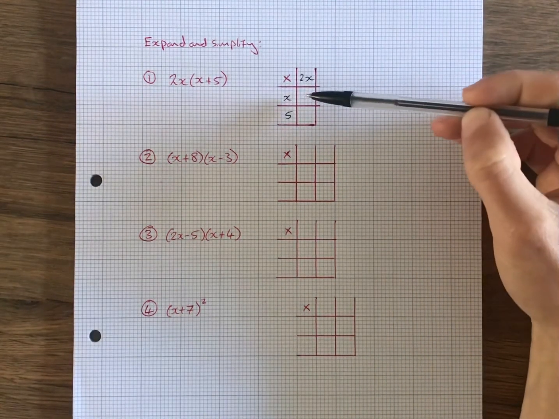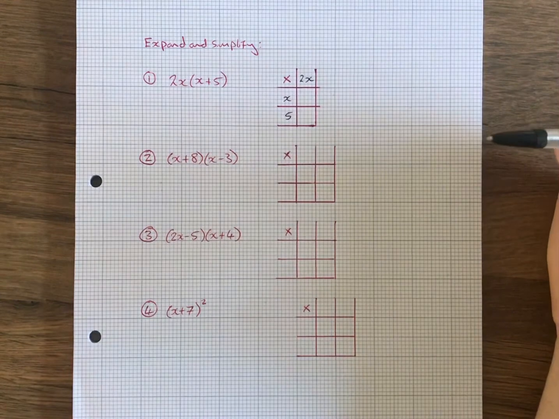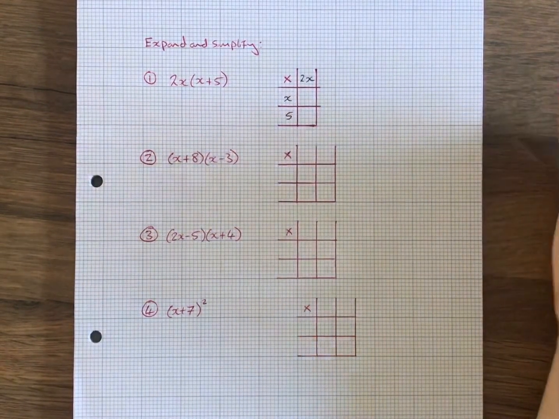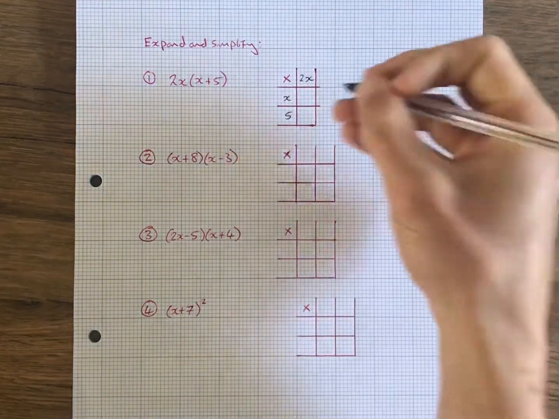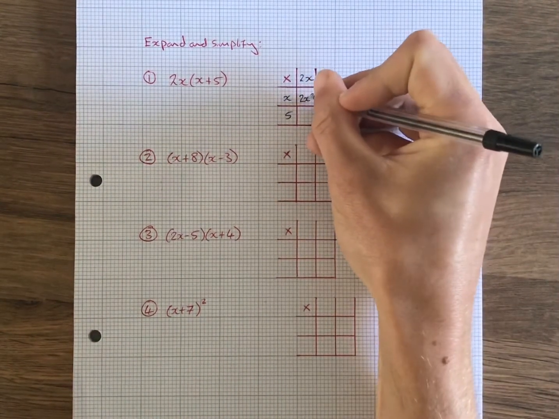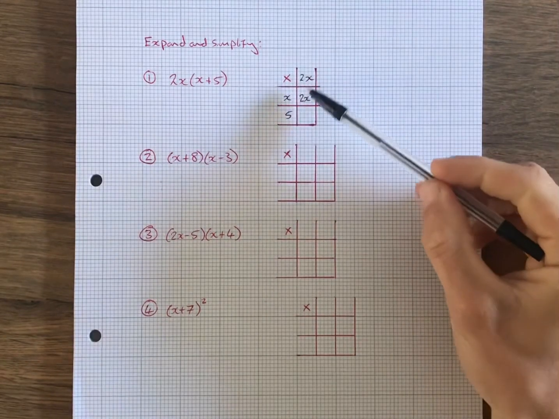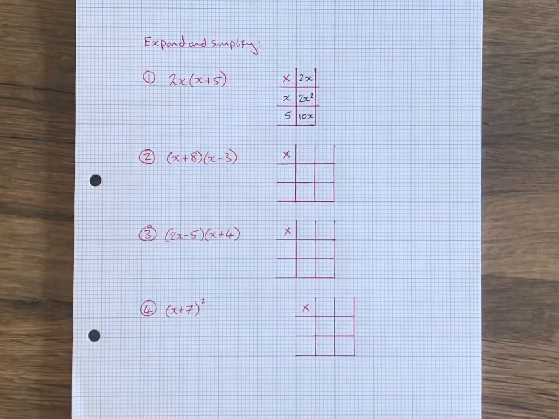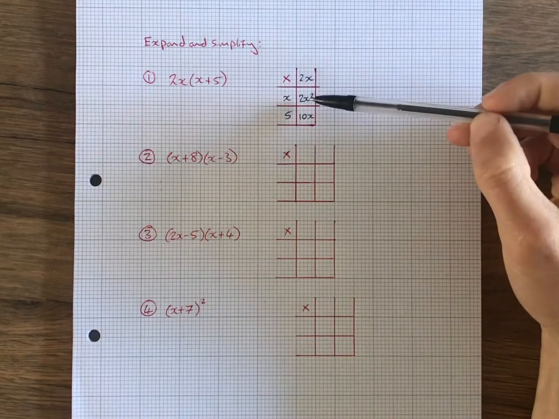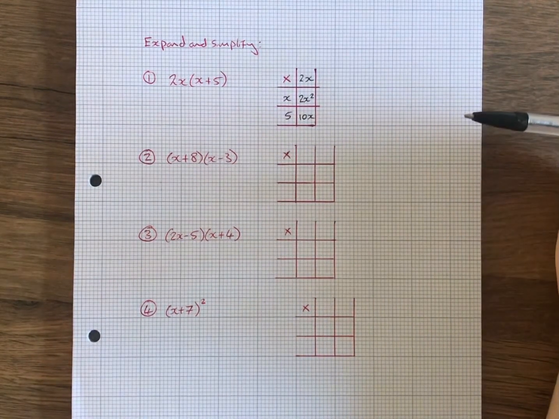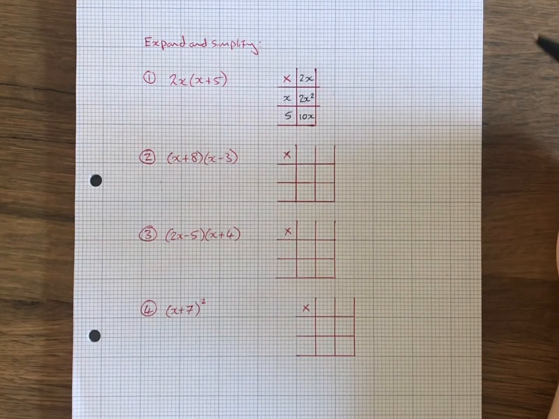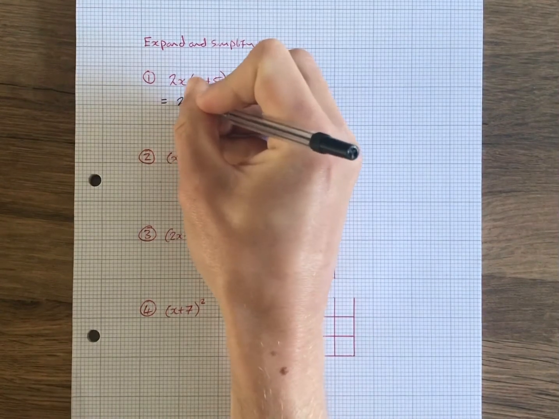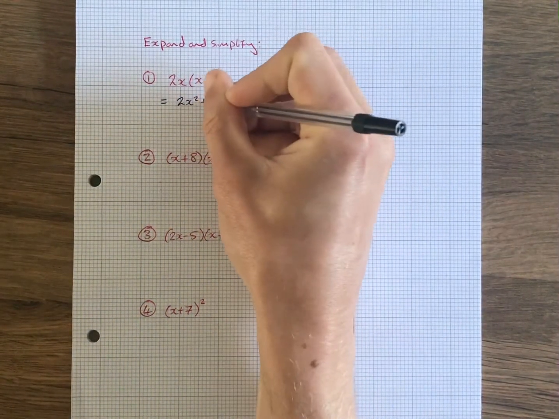Inside the grid, we're going to times these together because it is a multiplication grid, and then we're going to work out what will go in these 2 spaces here. So 2x times x will give us 2x squared, and 2x times 5 will give us 10x. And it is then the terms that are inside the grid that we'll need to add together to give us our answer. So here, adding those 2 together will give us 2x squared plus 10x.